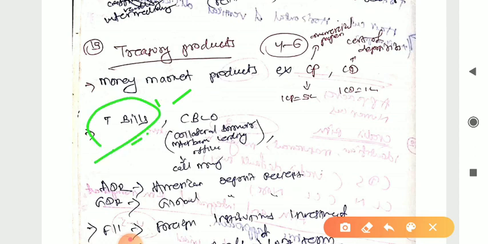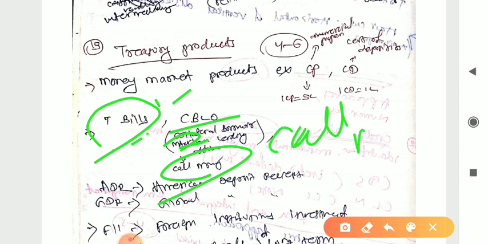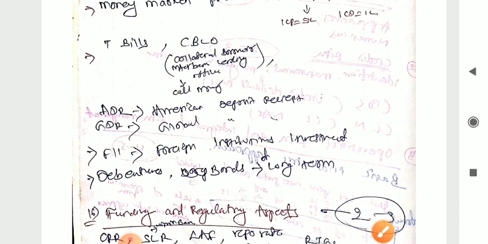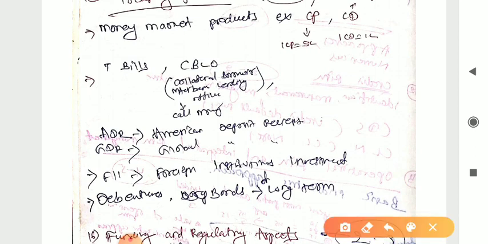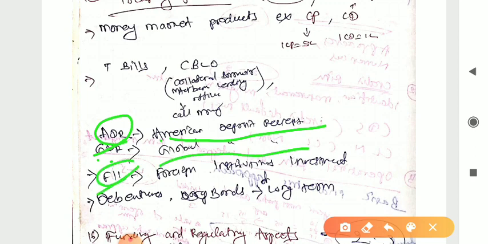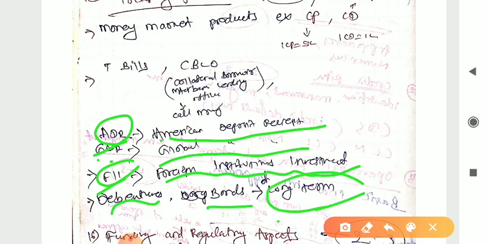And T-bills, that is treasury bills, and CBLO. These are the treasury products. CBLO means collateral borrowing and lending obligation, which is done by interbank, so we can say call money, CBLO. Next there are some more products, like ADR, American depository receipts, GDR, global depository receipts, and FII, foreign institutional investment. And for long term, we have debentures and bonds.